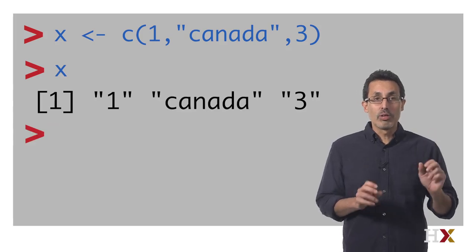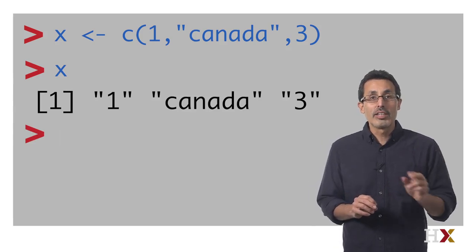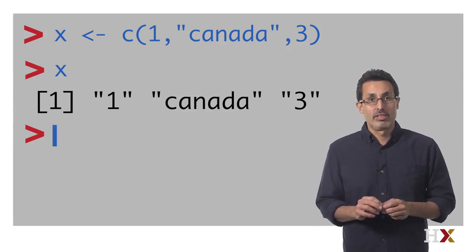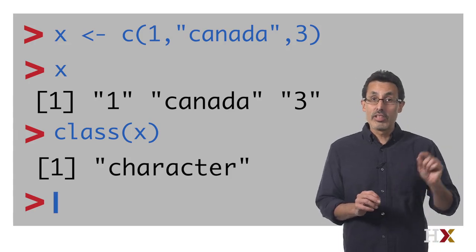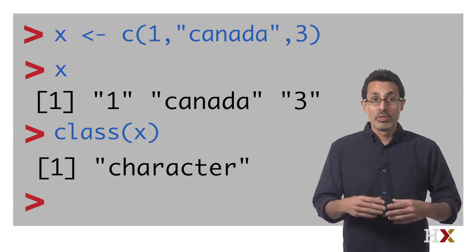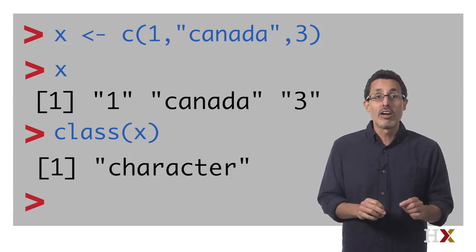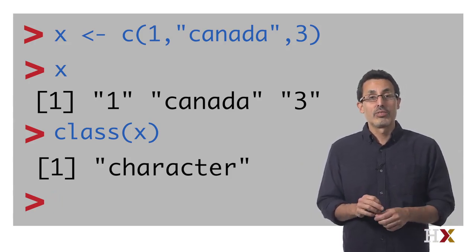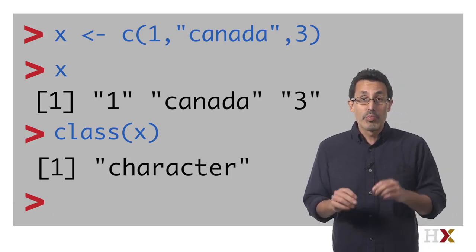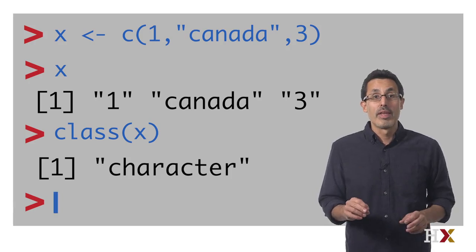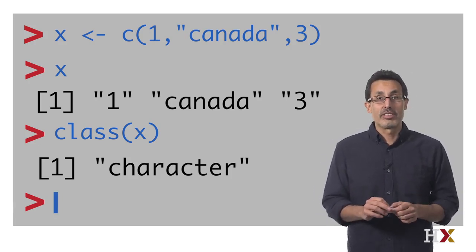It says "1", "Canada", "3". It has converted the 1 and the 3 to character strings, and the class of x is character. Even though 1 and 3 were originally numbers when we wrote it out, it has converted them to characters. We say that R coerced the data into a character string. It guessed that because we put a character string there in the middle, we meant the 1 and the 3 to actually also be character strings.